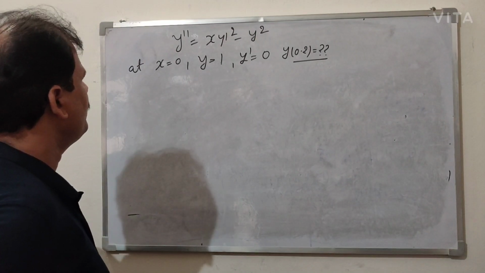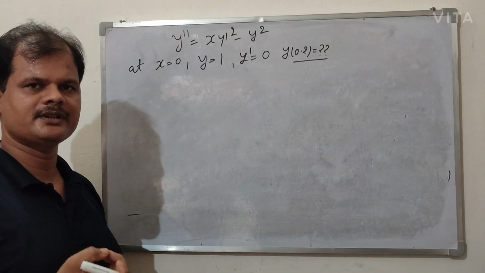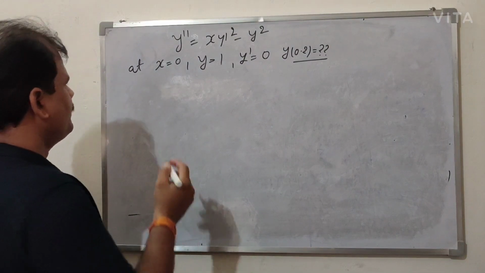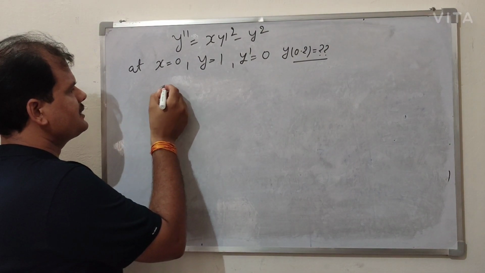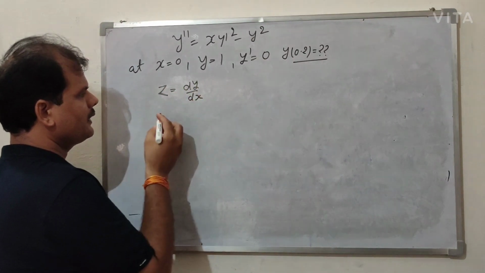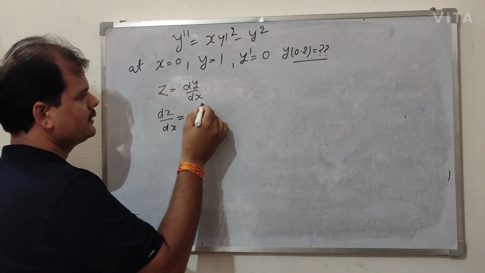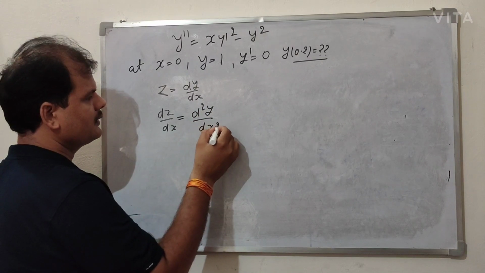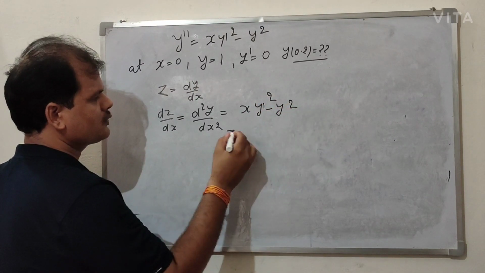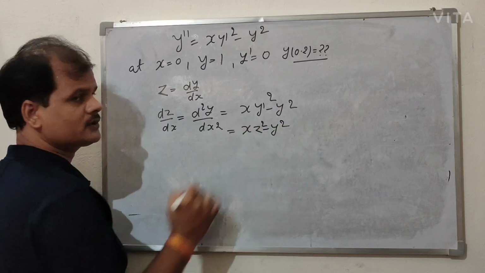So for this problem, the first step is to convert the second order differential equation into a system of first order differential equations. For that we introduce one new variable z equal to dy by dx. Then dz by dx equal to d2y by dx square, which is equal to x y dash square minus y square. Since y dash equal to z, this is x z square minus y square.